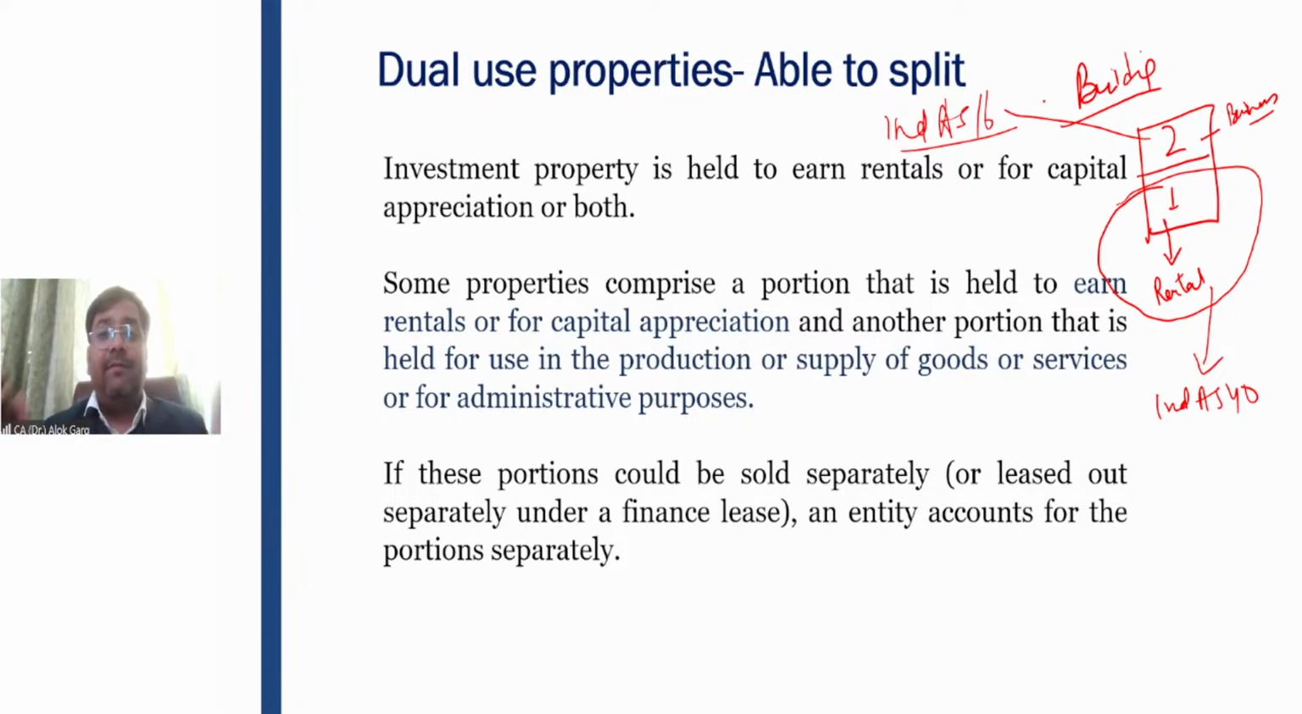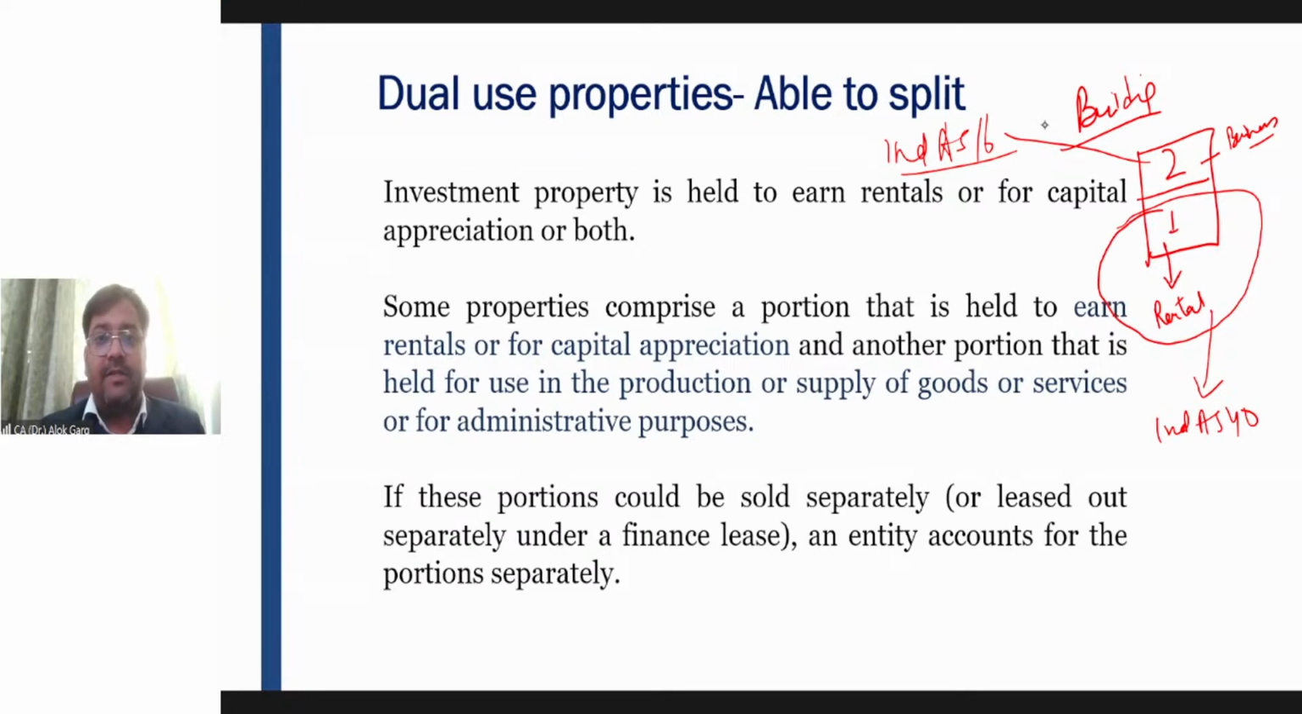But if these 2 portions could be sold separately, could be leased out separately, it means these 2 portions are separable. In that case, the entity has to account for these 2 portions separately, right? The floor which is held for rental purposes has to be shown under investment property. The floor which is held for business purposes has to be shown under Ind AS 16 property, plant and equipment. I hope it is clear to all of you.